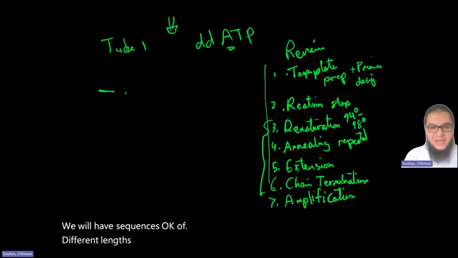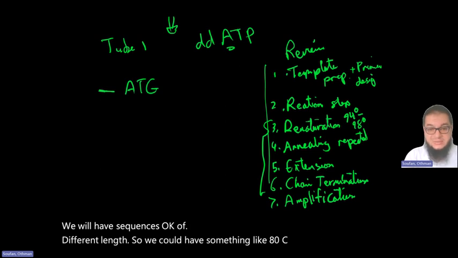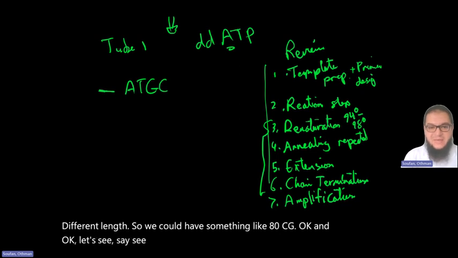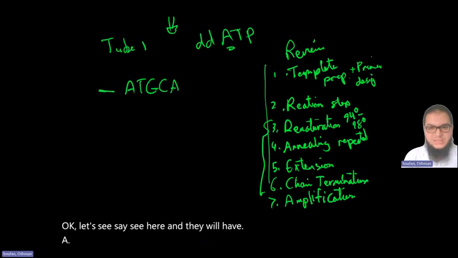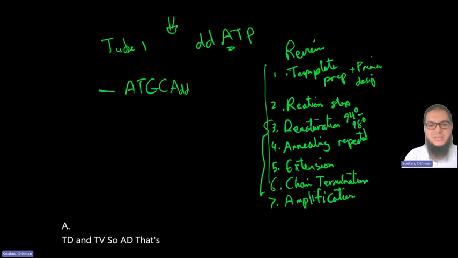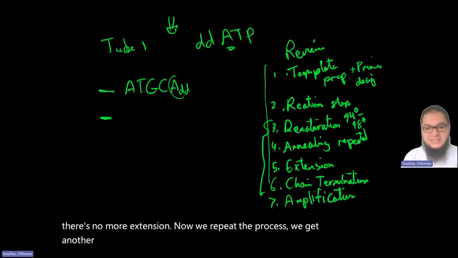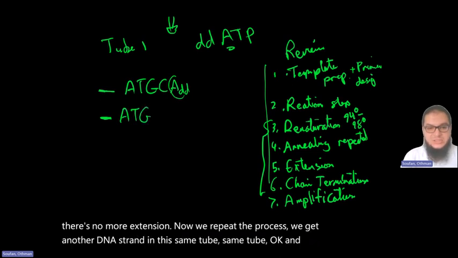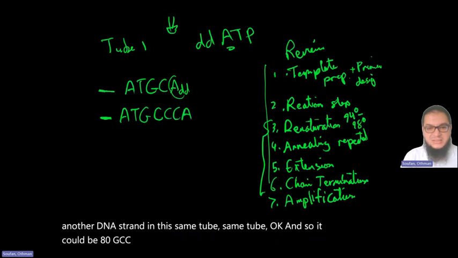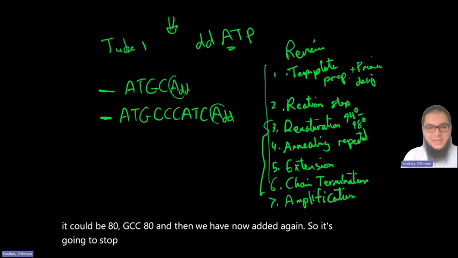So we could have something like ATCG, and say C here, and then ddA. Let's mark it as ddA. So this is going to mark that there's no more extension. Now we repeat the process. We get another DNA strand in this same tube, okay? And so it could be ATG, CCC, ATC, and then we have now ddA again. So it's going to stop, okay?